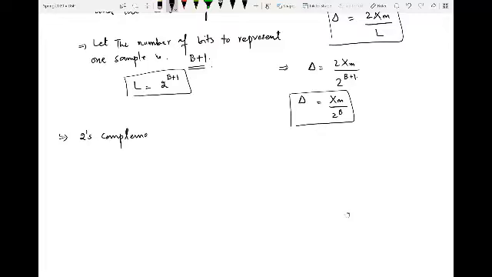In 2's complement, let's say the quantized sample comes out to be 1 over 4. Because it is a positive number, and in 2's complement the first bit is used to represent the sign, I can write it as 0, then the decimal point, 0 and 1. So it will be equal to 0.25, and the conversion is as you convert a binary number into a decimal number.